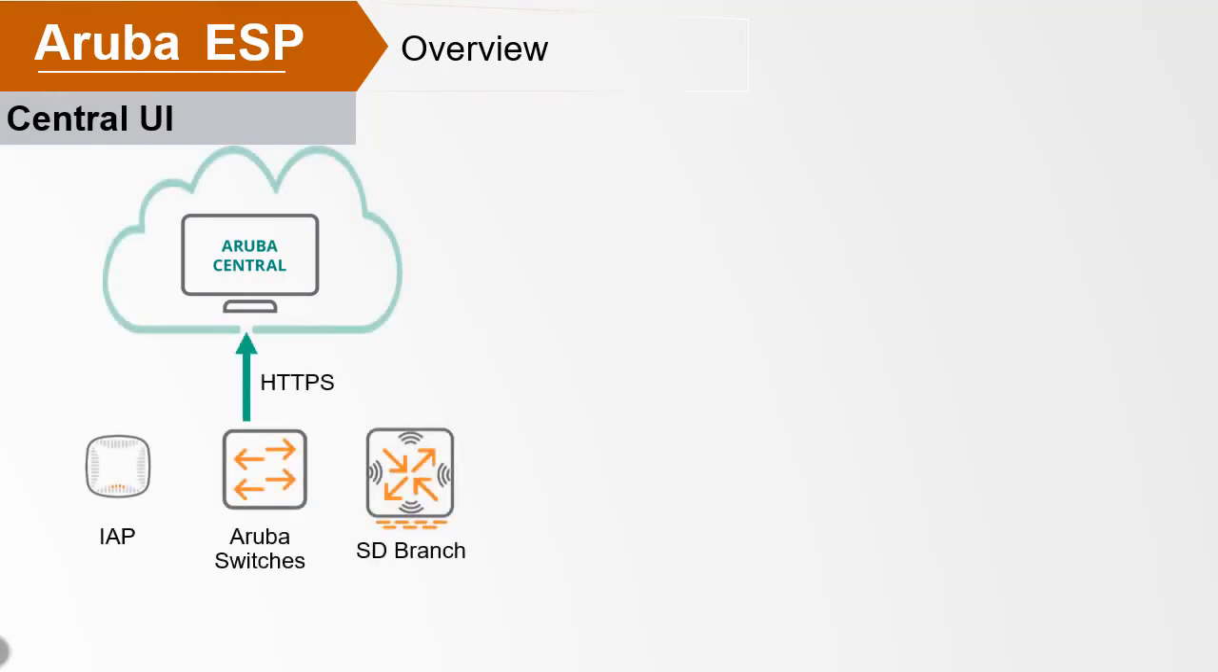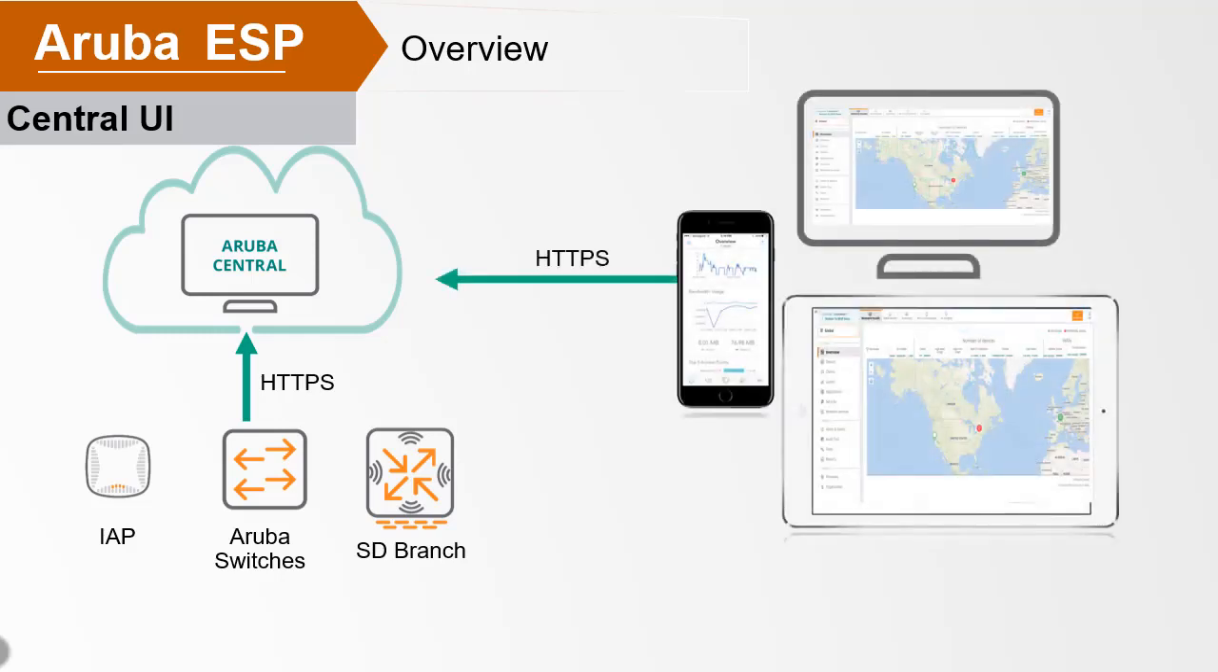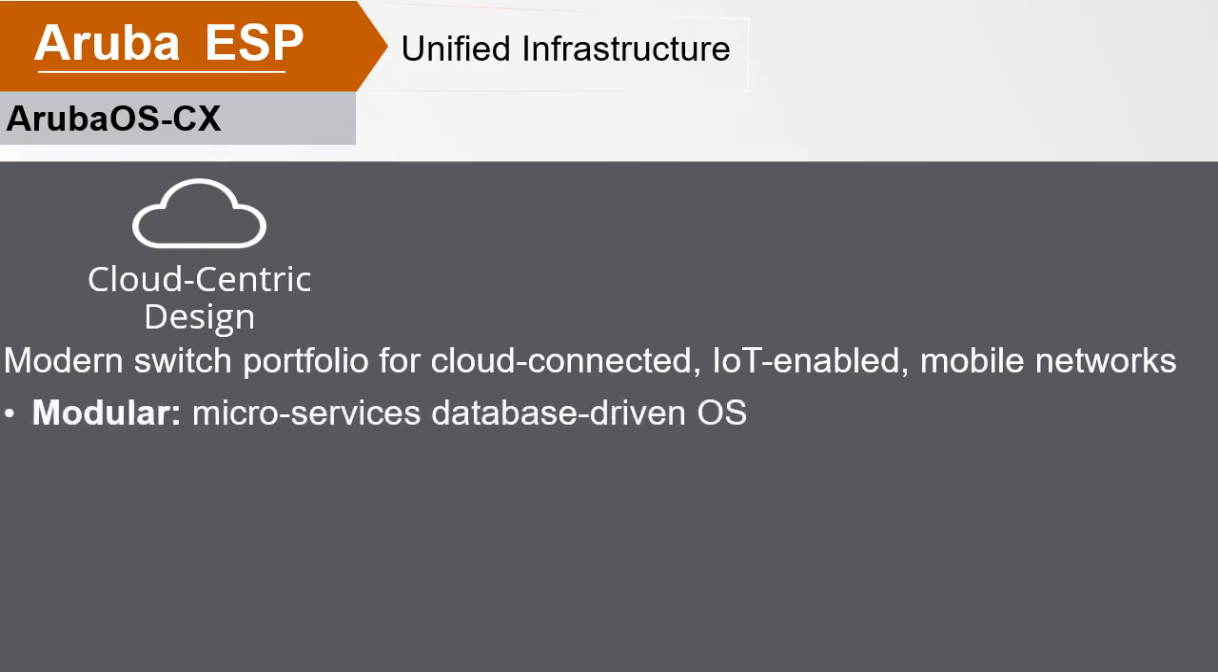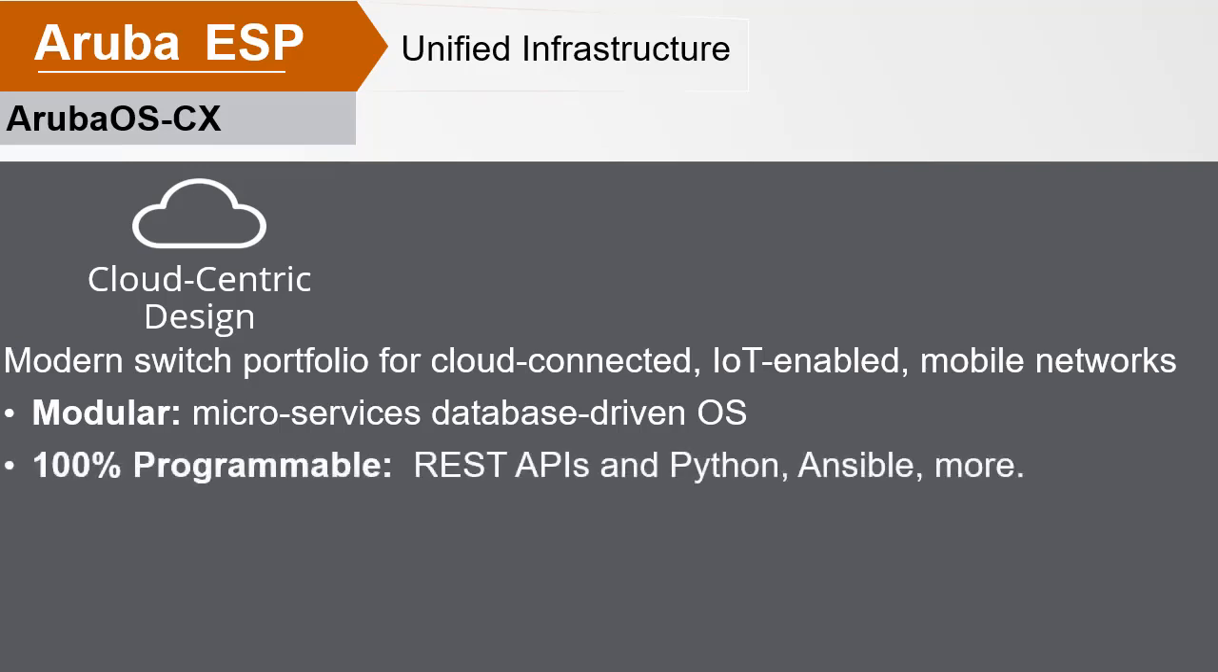Now, Central has no hardware or software requirements. It's in the cloud, with all resources needed for performance and visibility. If you have internet access, you can access Central from your smartphone, tablet, or computer, all with guaranteed uptime. And if you lose an internet connection, devices revert to local management. It's a cloud-centric design with a modern switch portfolio for cloud-connected, IoT-enabled mobile networks. You get a modular, microservices, database-driven OS for feature velocity, quality, and extensibility. And it's 100% programmable with REST APIs. You can use Python, Ansible, and more.